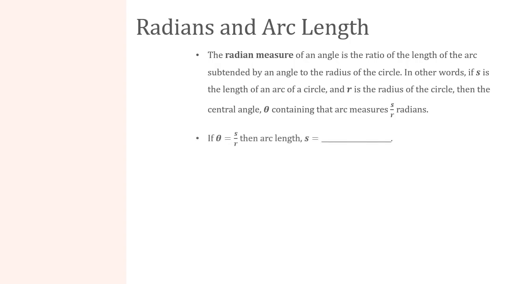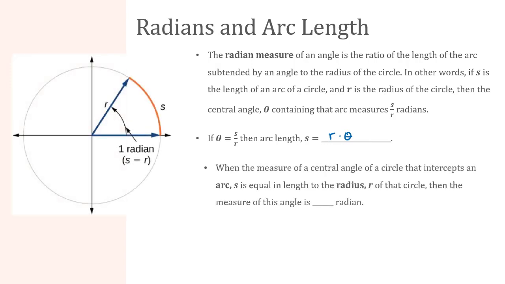If theta is equal to S over R, then arc length, which is S, is equal to R times theta. When the measure of a central angle of a circle that intercepts an arc S is equal in length to the radius R of that circle, then the measure of this angle is 1 radian.